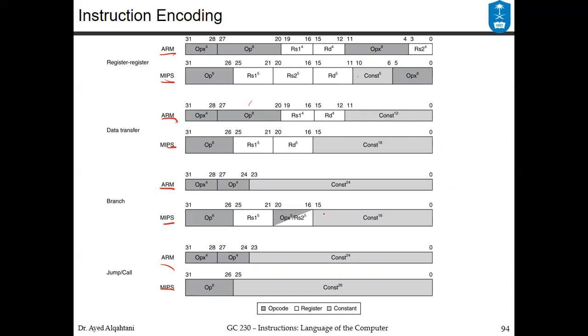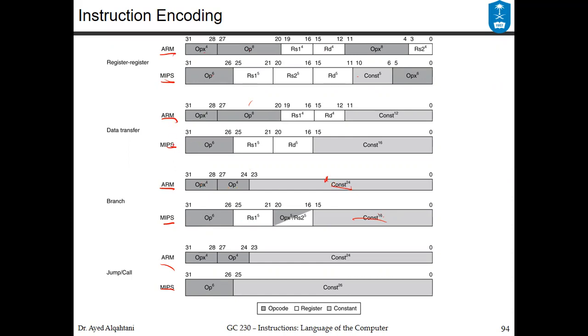Now, in the MIPS, you have the branch, which is an I type. So you have the constant with 16 bits. In the ARM, you have up to 24, which means that you can branch far away already in the ARM.